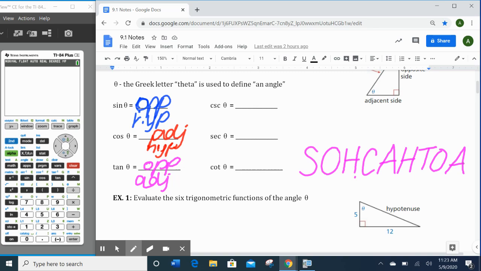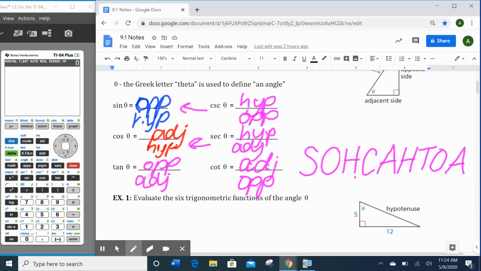And then the cosecant, CSC, is the reciprocal of the sine. So it is the ratio of the hypotenuse over the opposite. That's cosecant. And then the secant is the reciprocal of the cosine, so it's hypotenuse over adjacent. And then the cotangent is adjacent over opposite. It's the reciprocal of the tangent. So if I can remember SOHCAHTOA, and then I remember which trig function goes with each, I can find the reciprocal.